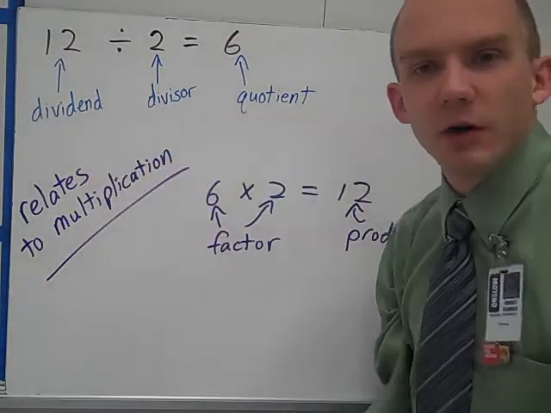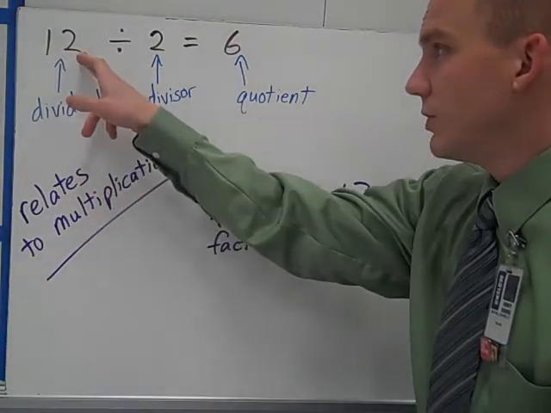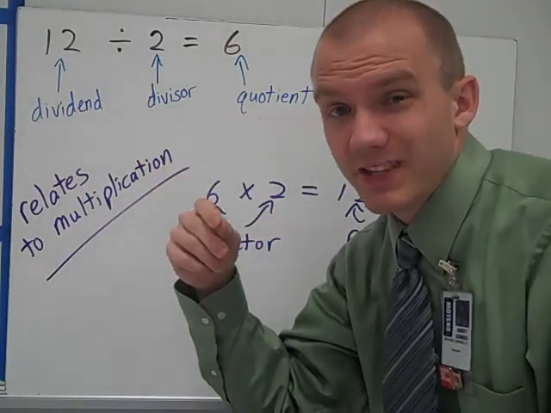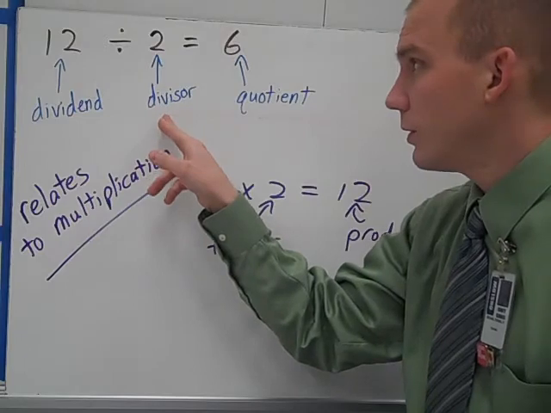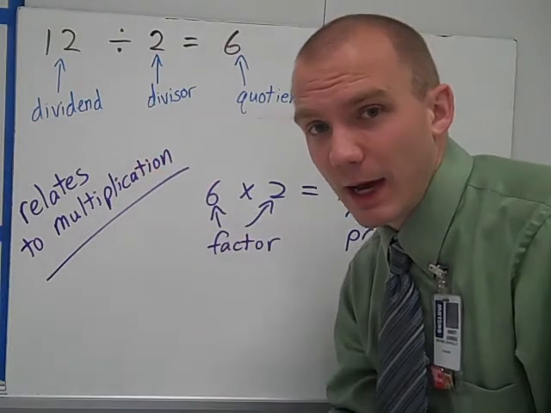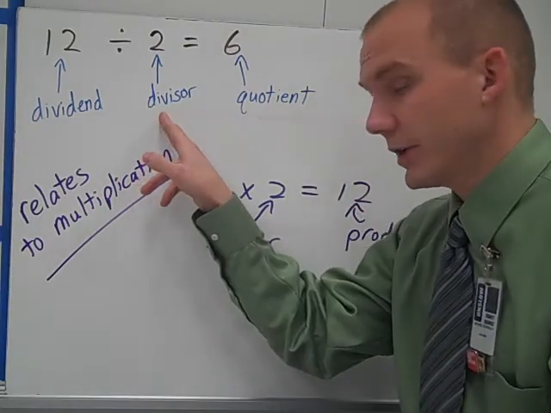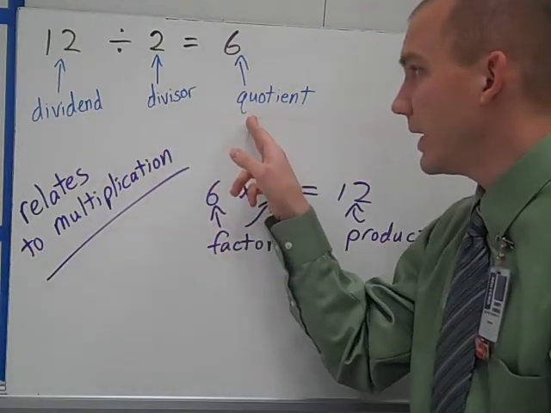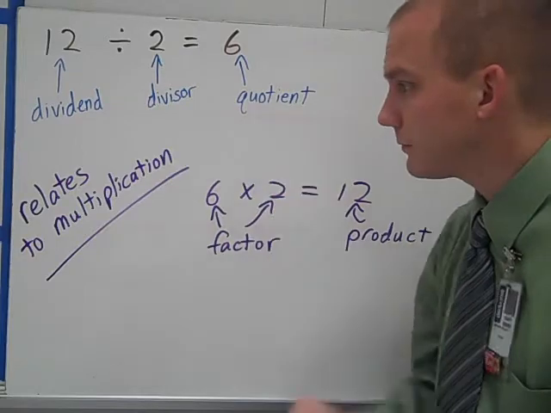I'm going to go back to that 12 divided by 2 problem. When you write a division sentence, 12, that big number, is called your dividend. The little number that it's being divided by is called your divisor. It's the one doing the dividing. And then your answer is called your quotient.